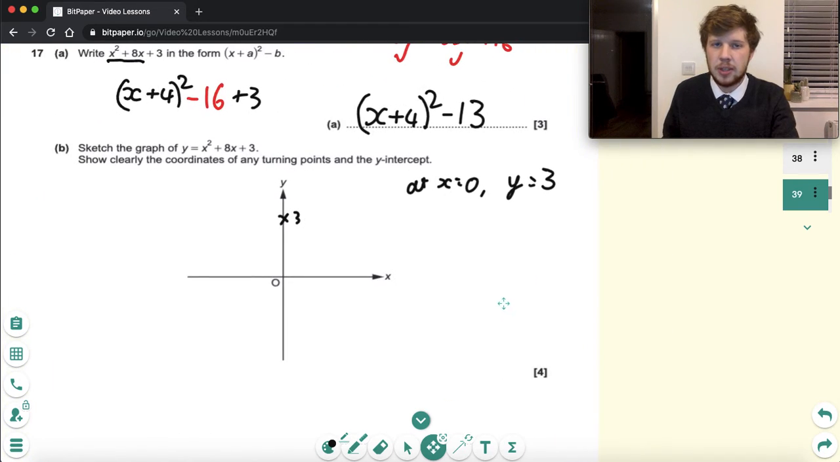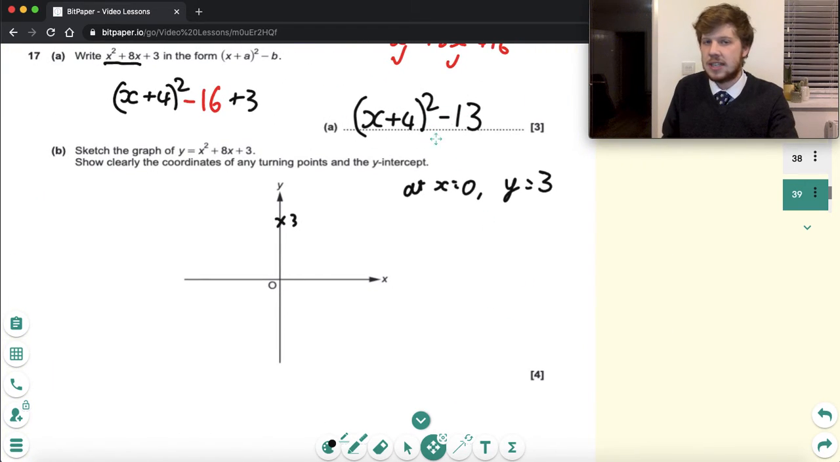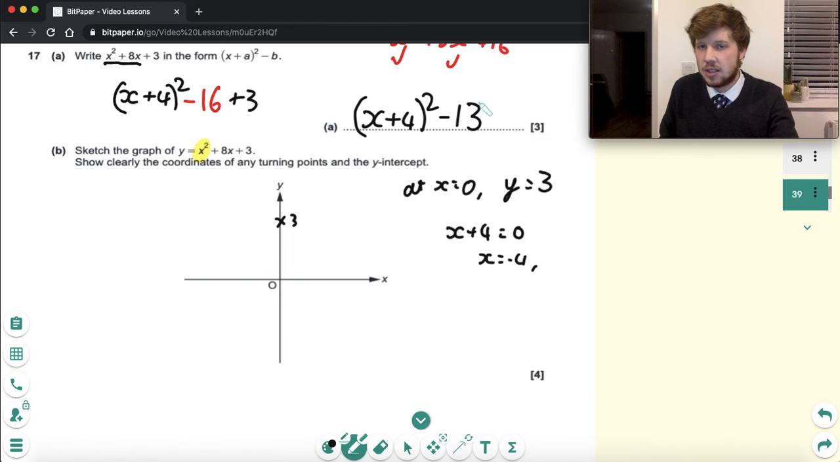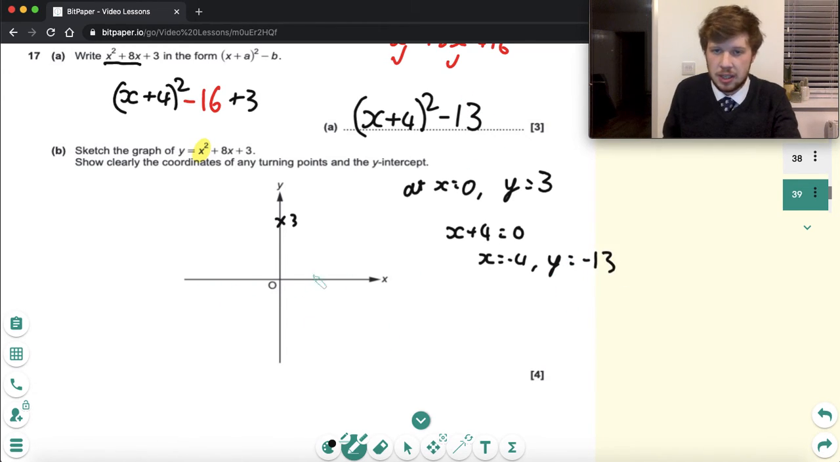The turning point, well, this is going to be when my curve is at its lowest point, as it's a minimum, because x squared is positive. Well, the lowest point is when my squared value is 0. So x plus 4 must be equal to 0. So therefore x must be equal to negative 4. When that's the case, y is equal to negative 13. So I'm going to have a point negative 4, negative 13.